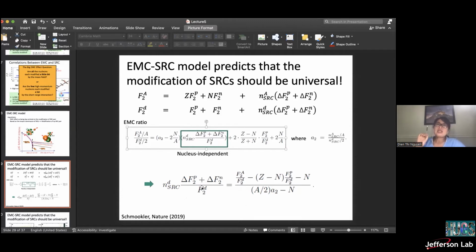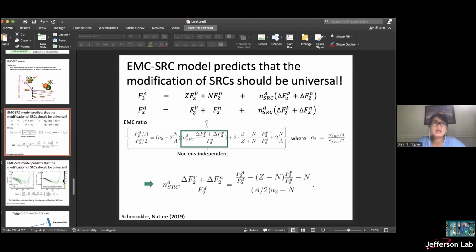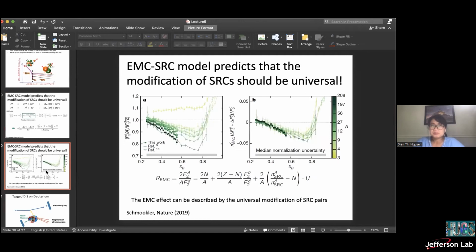And if this function is showing universal behavior across different nuclei, then we're saying that this SRC EMC model really can be described by SRC. That is the idea. And then this is what we see in the data.